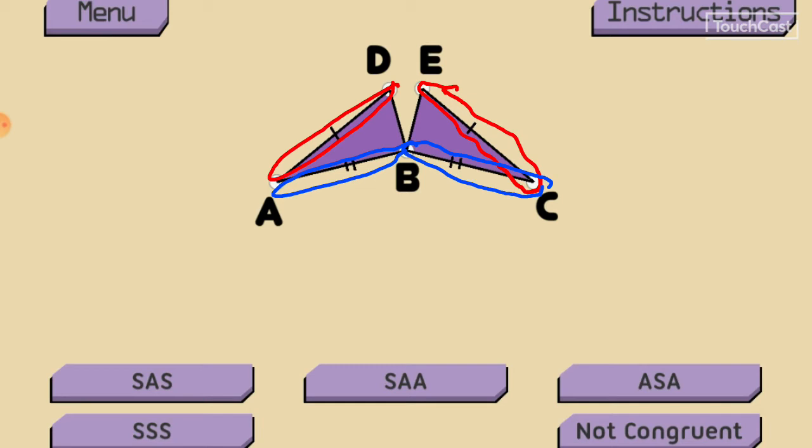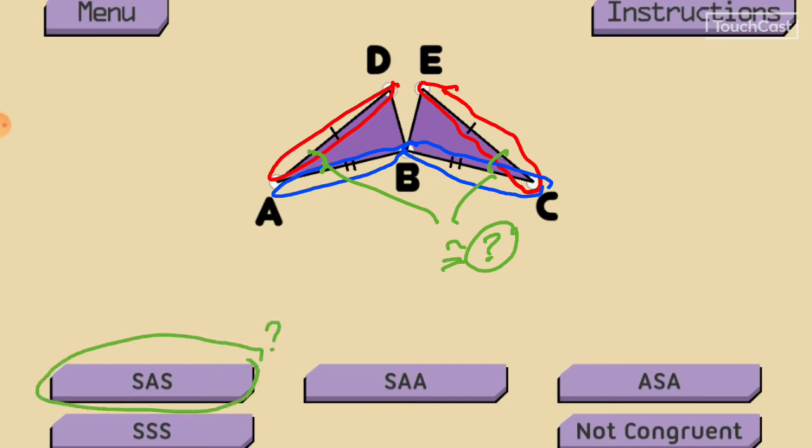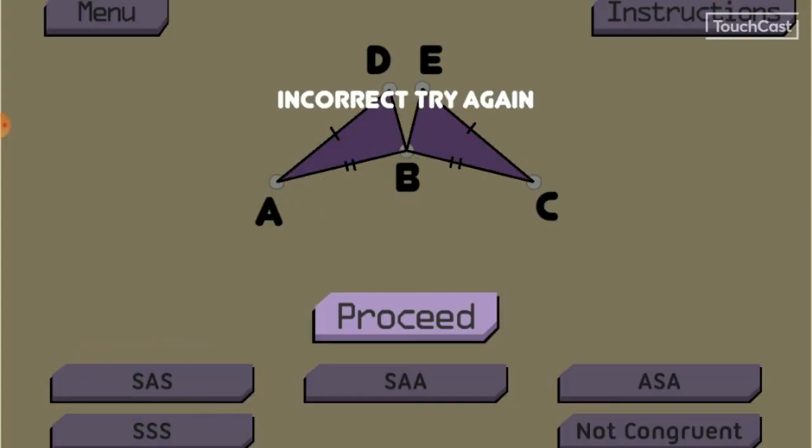So let's see. Is it possible that angle BAD is congruent to angle BCE? And since those angles are the included angles of the pairs of sides that are congruent, could it possibly be side angle side? Suppose let's try to use that one. Oh, the answer is incorrect. So let's try to proceed.